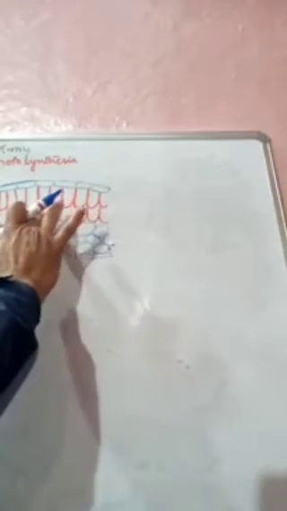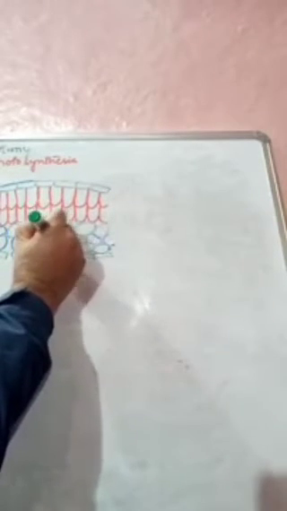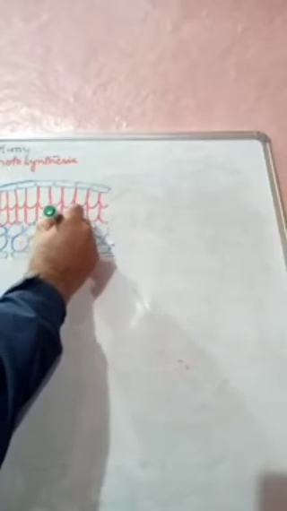Now, in between here, we will see the vascular bundle. Here, this may be the vascular bundle. This structure may be the vascular bundle. I will simply write here, vascular bundle.